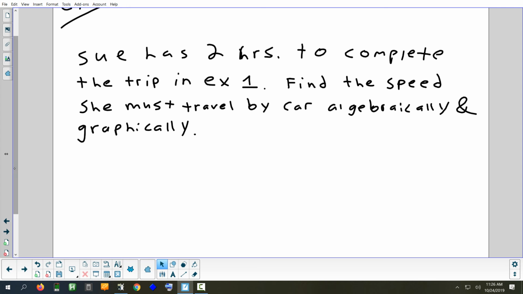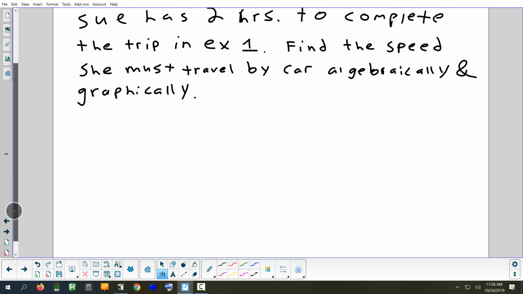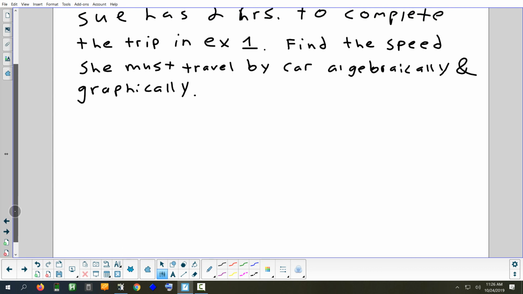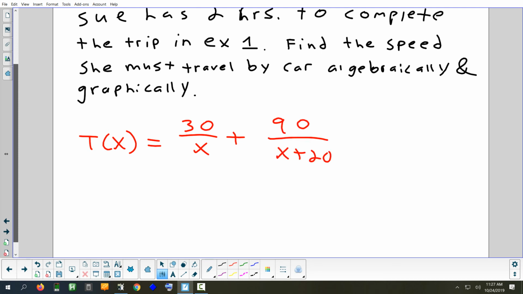All right, so Sue has 2 hours to complete the trip. Find the speed she must travel by car. Do it algebraically and graphically. Let's just write down our formula. T of x is it 30 over x plus 90 over x plus 20? Yep.